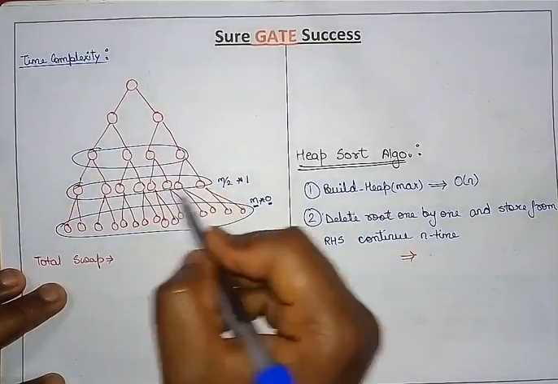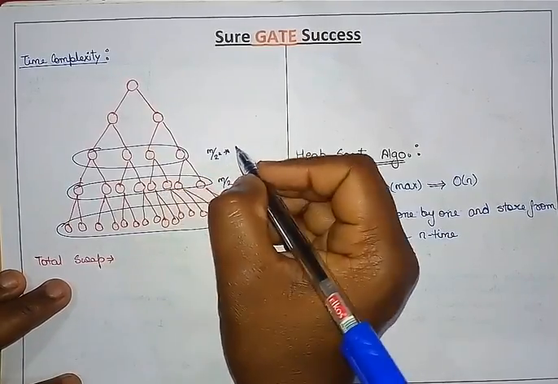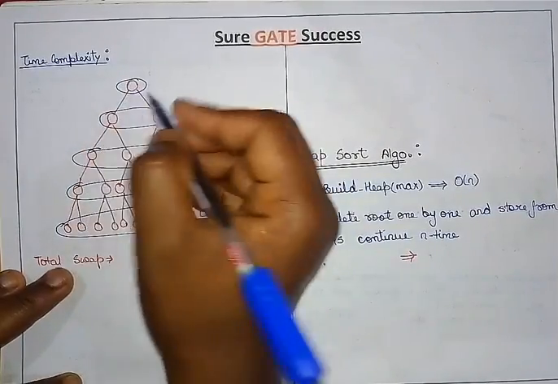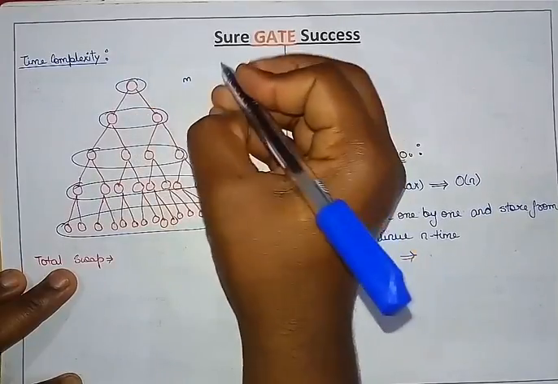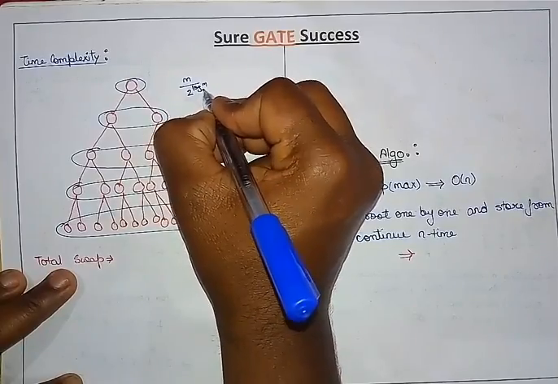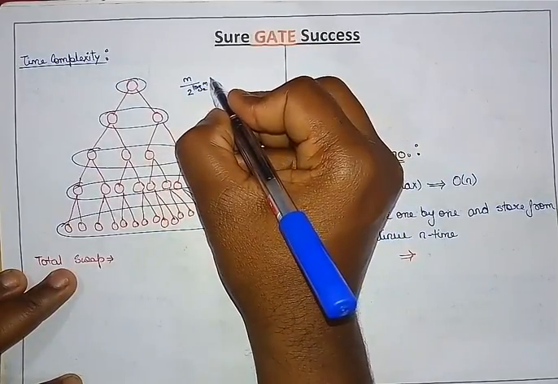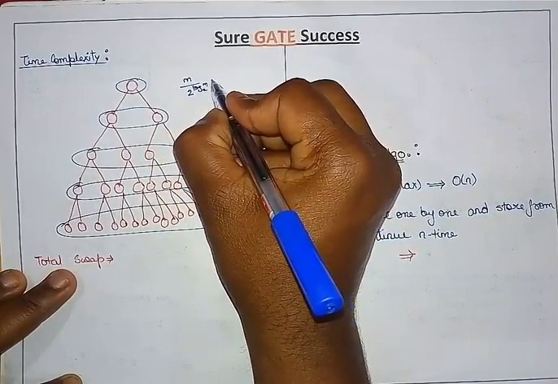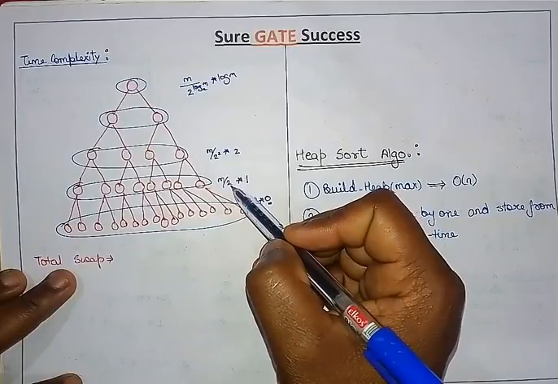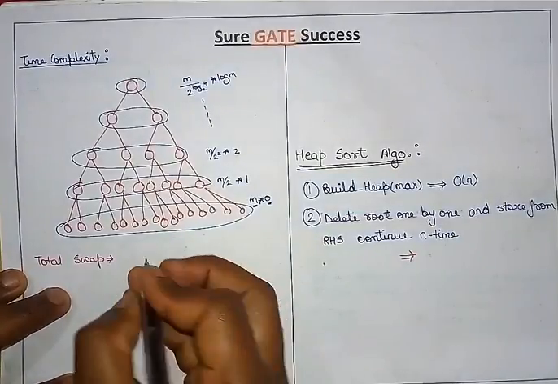In the upper level it will be half of m by 2. So what will be half of m by 2? We can write it as m by 2 square, into, we can swap it a maximum of 2 times. Similarly, going to the upper level it will be m by 2 to the power log m, because we are going by 2 by 2. Here we are dividing by 2 and here we are multiplying by 2. So what will be the total number of swaps?